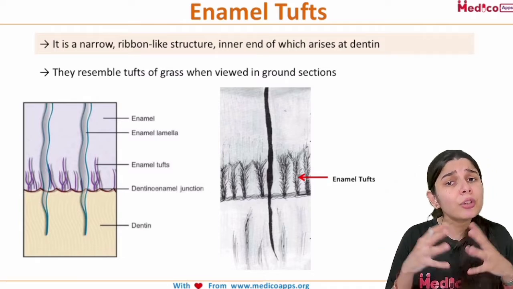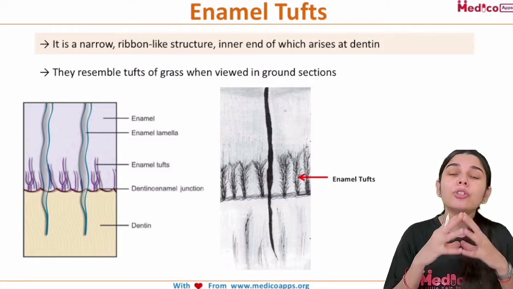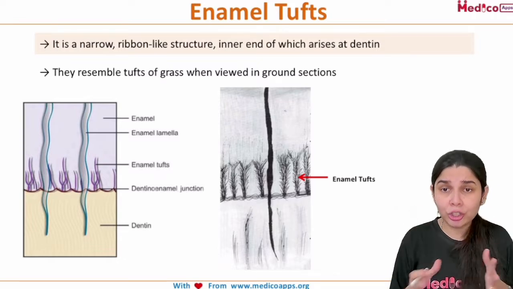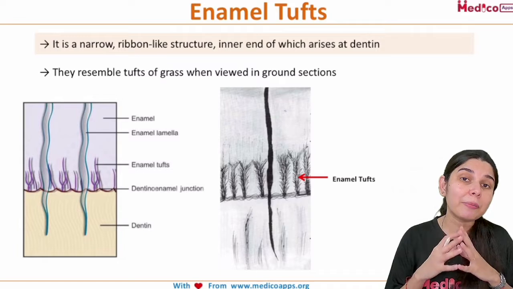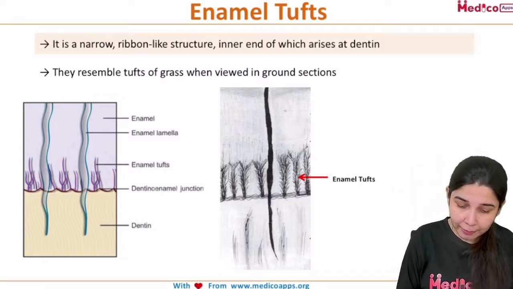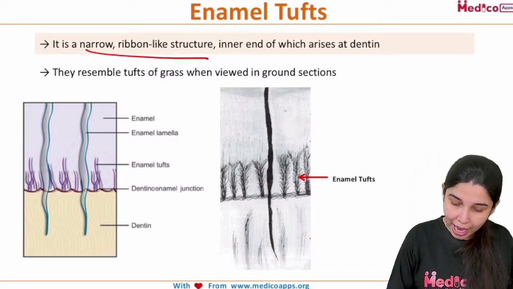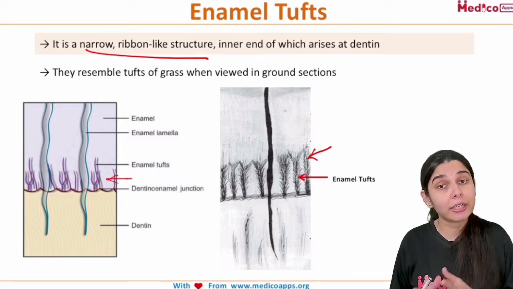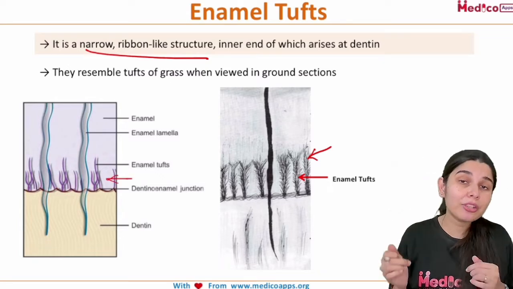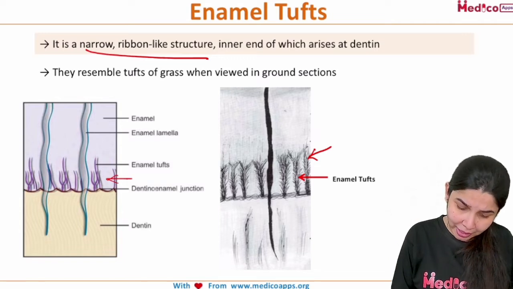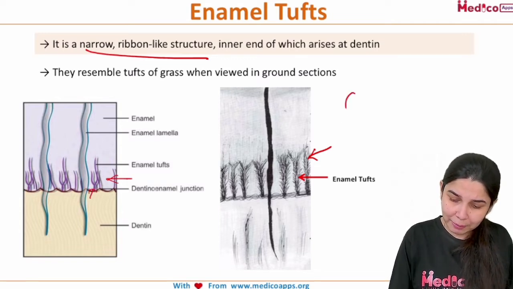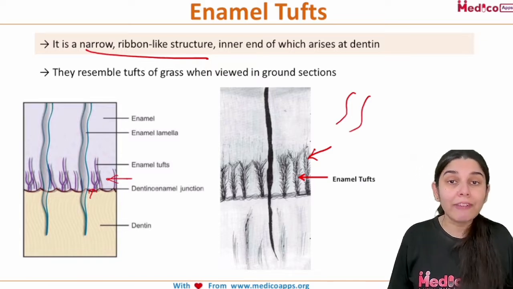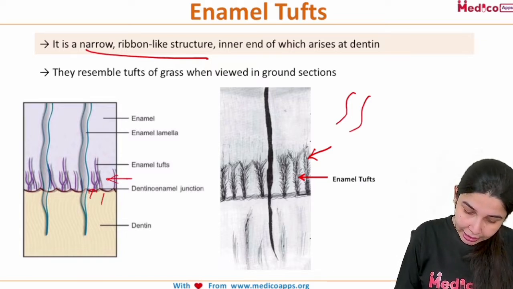Now, how will you define this enamel tuft? So the definition of enamel tuft to an examiner in your short note question answer will be that it's a narrow ribbon-like structure. Okay, so as you can see, these are the enamel tufts we are discussing. So they are ribbon-like structure. Don't they resemble a ribbon-like structure? Something like this. So they are narrow ribbon-like structure where the inner end lies in the dentin.